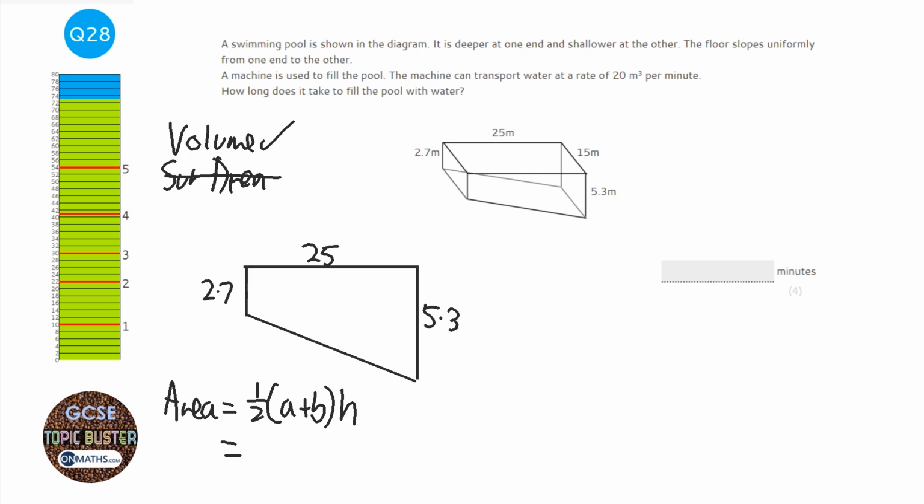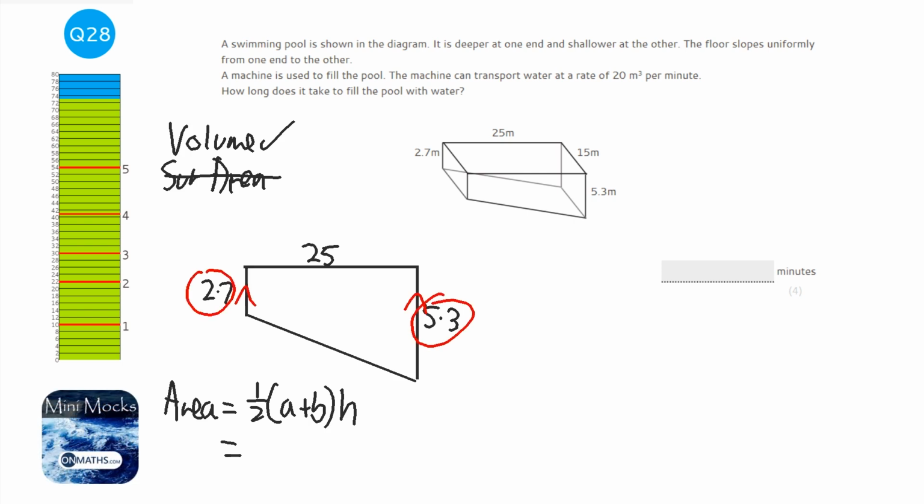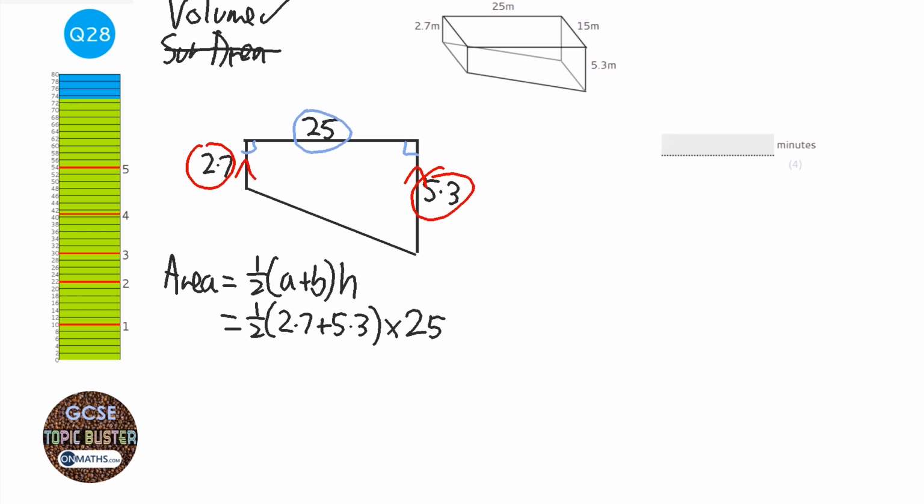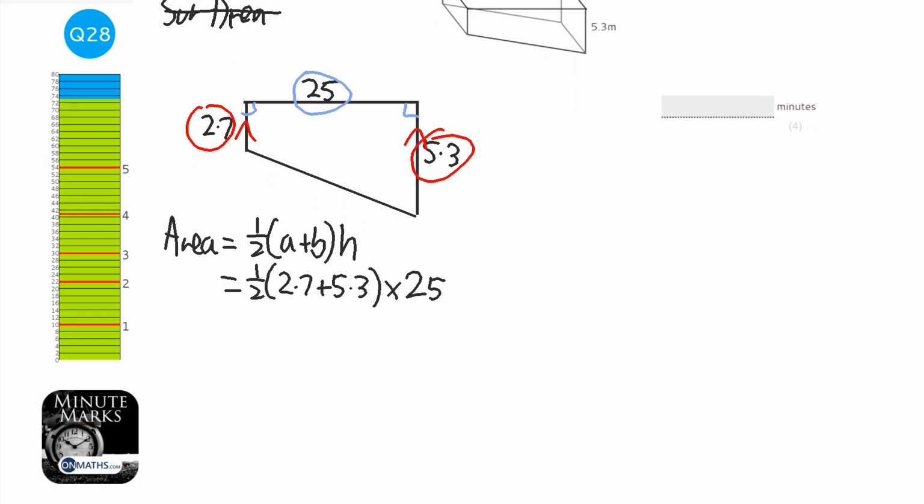Now A and B are always the two parallel sides, and then the height is the one that connects them at right angles. So the height is going to be 25 there. And all you're doing is working out the average of the two bases, the 2.7 and the 5.3. We're going to times that by 25. Okay, so we'll crack our calculator out.